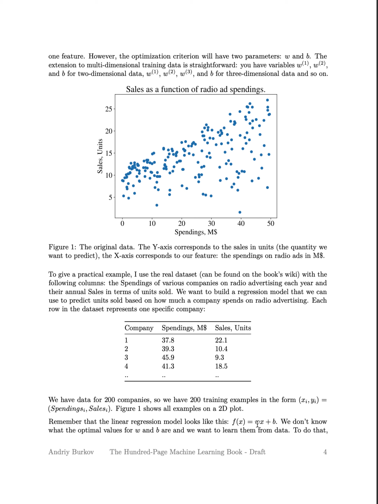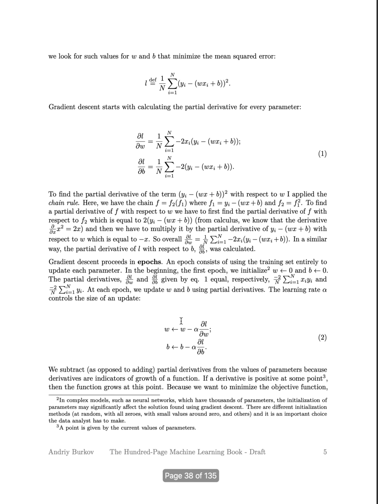So we don't know what w and b, which is our weight or our slope and our intercept, will be, and we want to learn this from the data. To do that, we will look for values for w and b that minimize the mean squared error. As I explained before, this is how the mean squared error is calculated. It takes the actual value of y, subtracts it from the predicted value, squares it so that the negative values don't cancel out the positive, adds them all up, and takes the mean, the average, by dividing it by the total number of data points.